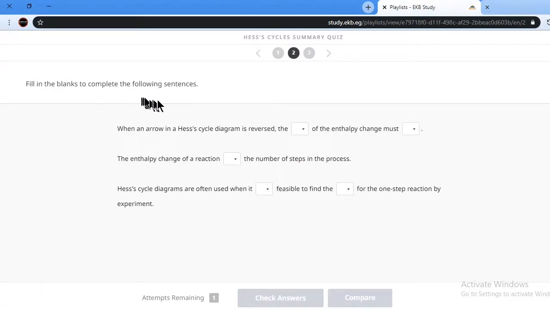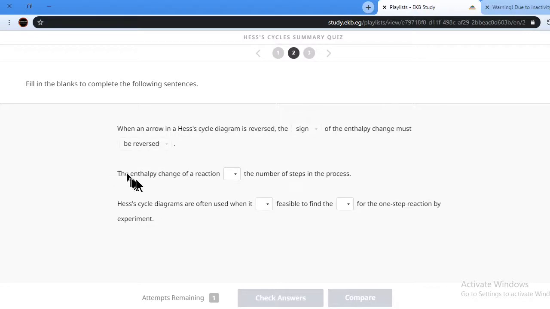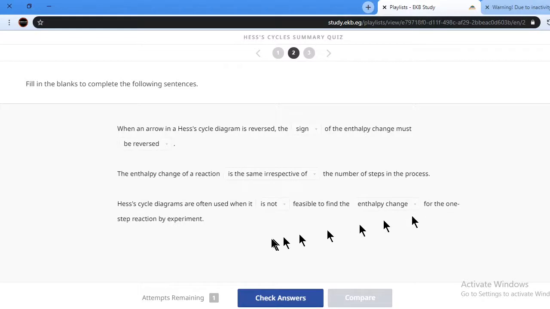Fill in the blanks to complete the following sentence. When an arrow in a Hess cycle diagram is reversed, the sign of the enthalpy change must be reversed. The enthalpy change of a reaction is the same irrespective of the number of steps in the process. Hess cycle diagrams are often used when it is not possible to find the enthalpy change for the one-step reaction by the experiment.